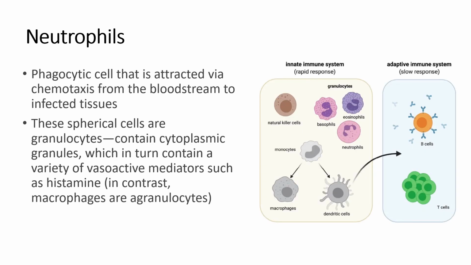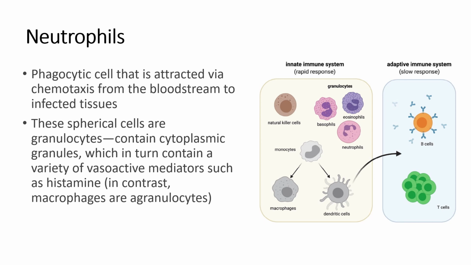Neutrophils are the most common type of white blood cell in a healthy individual that are just circulating around. They're kind of just ready and waiting. And they're attracted via something called chemotaxis. So when there's an infected tissue, they move towards, taxis movement, towards the chemicals of the inflammatory response.